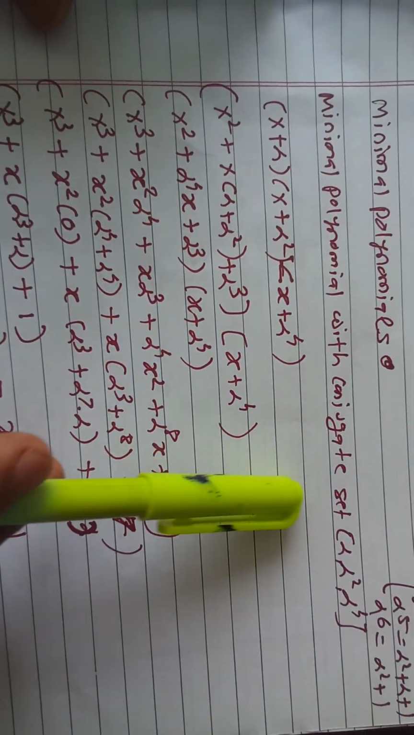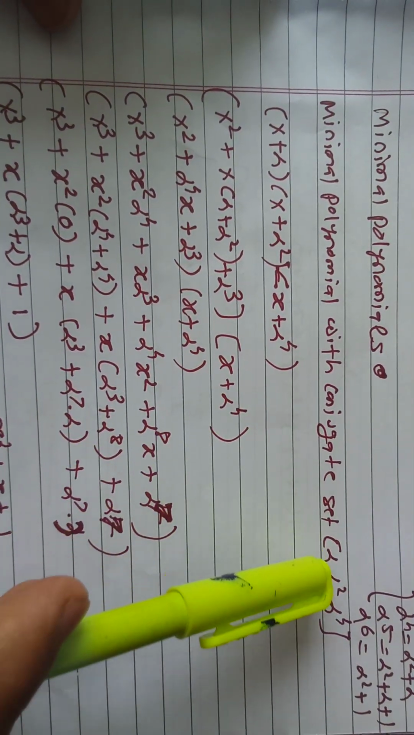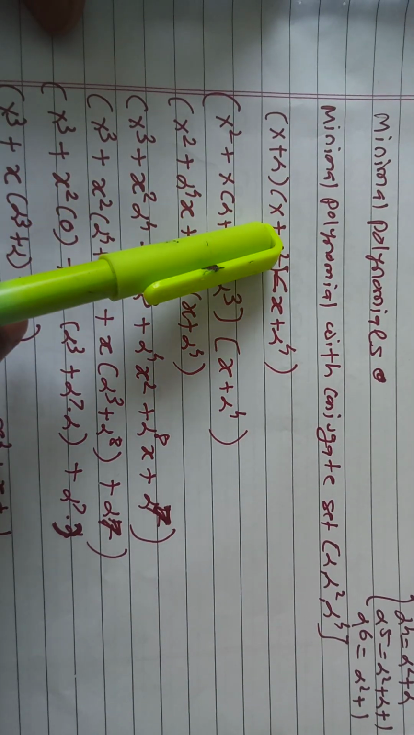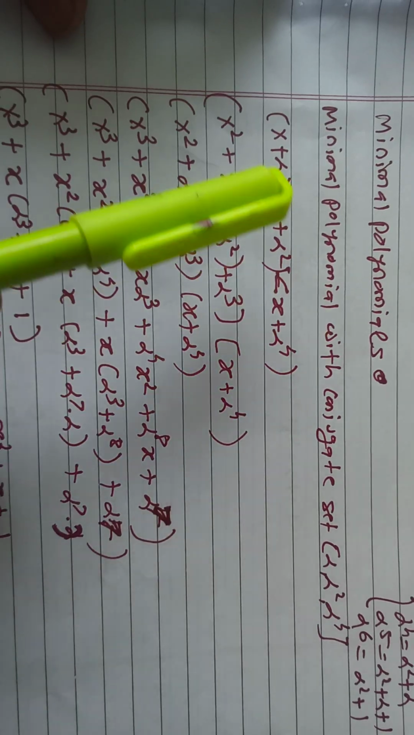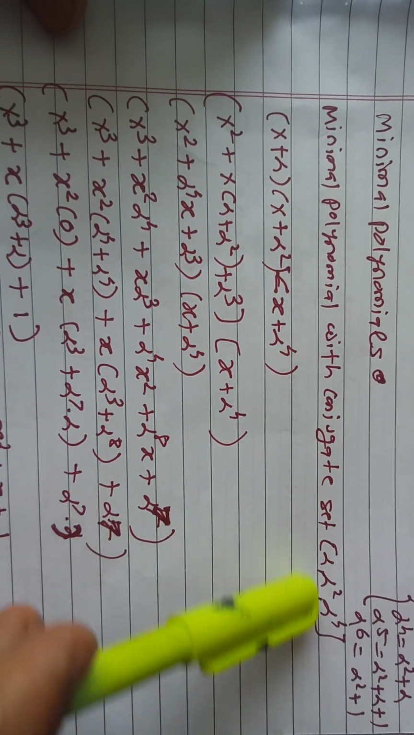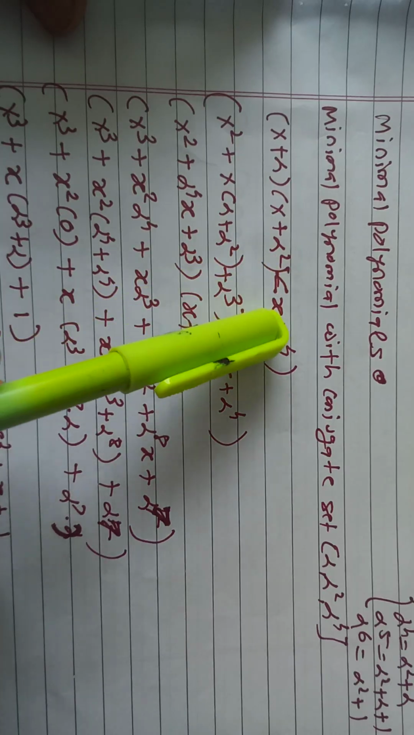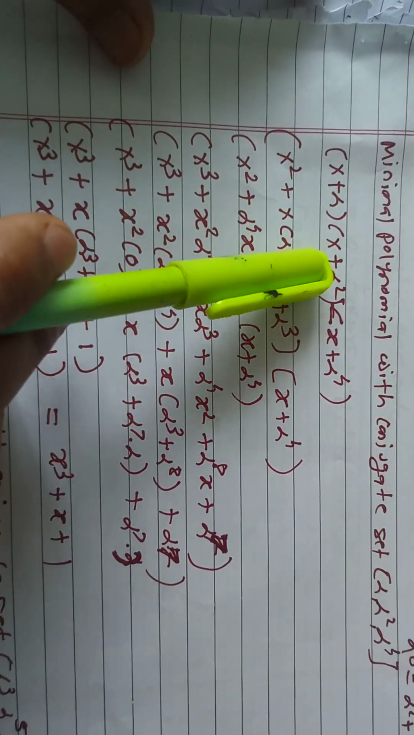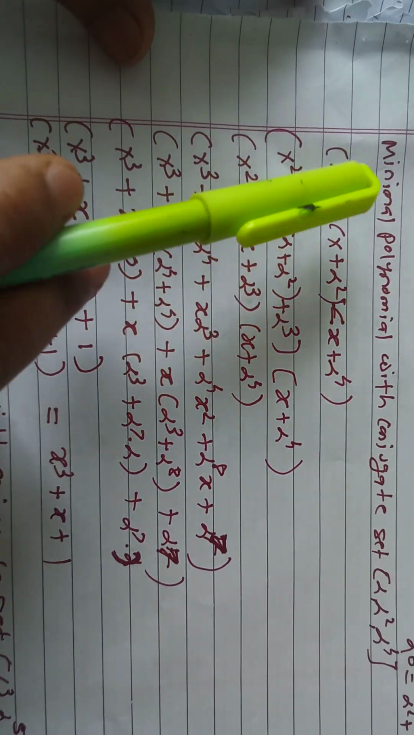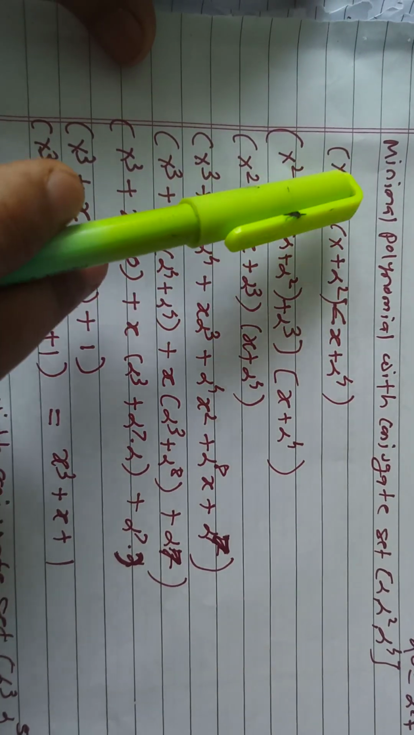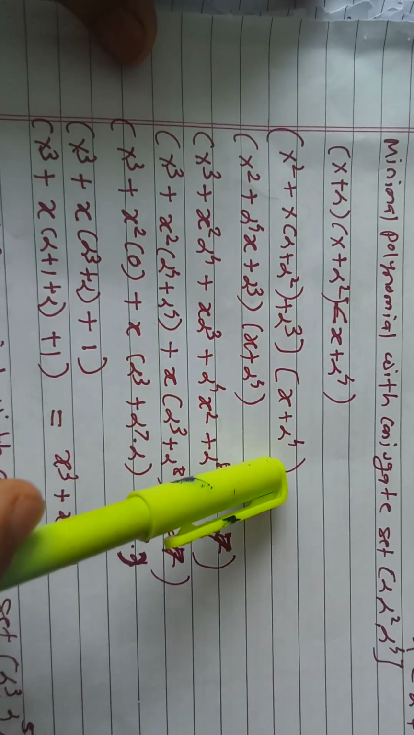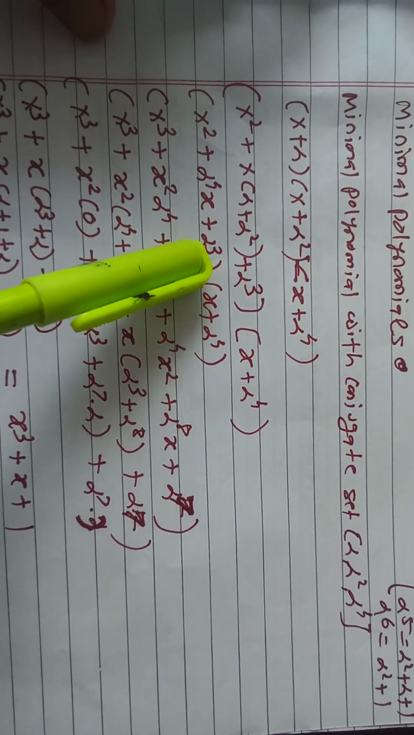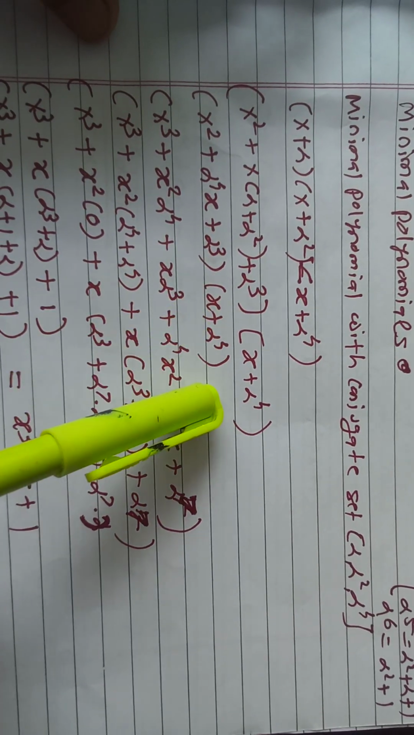For the minimal polynomials, one conjugate set is alpha, alpha square, alpha 4. They have the same minimal polynomial, which is found by x plus alpha, x plus alpha square, x plus alpha raised to 4. First you have to multiply these: x square plus x alpha plus alpha square plus alpha cube, then x plus alpha raised to 4. Alpha plus alpha square is equal to alpha raised to 4, plus alpha cube, times x plus alpha raised to 4.